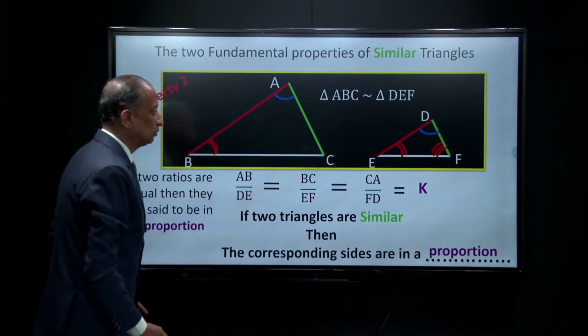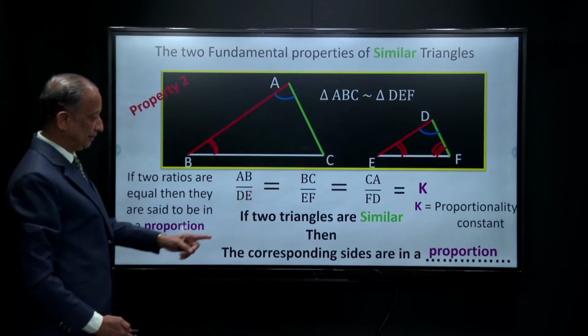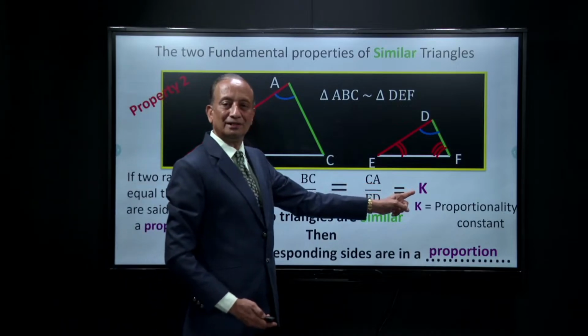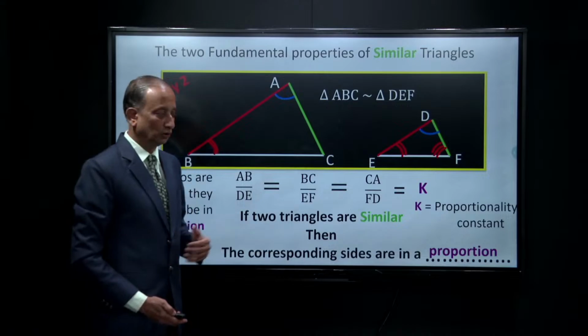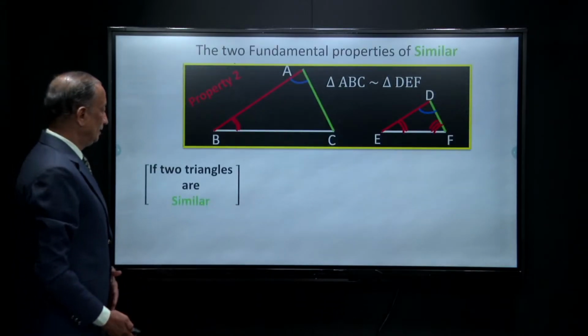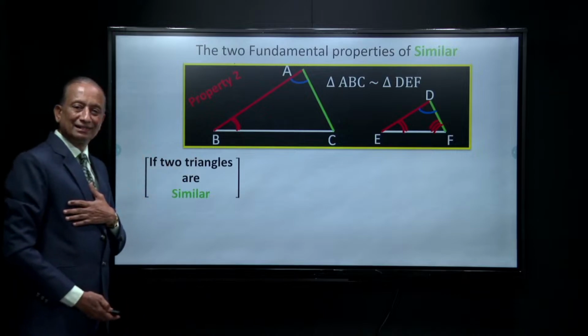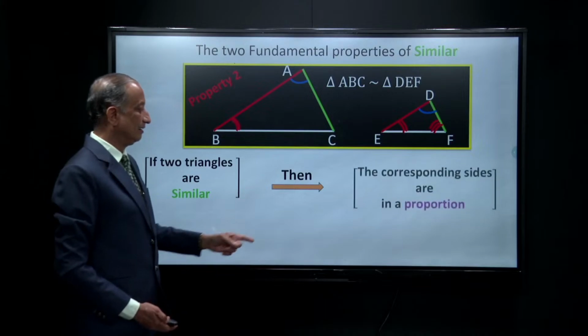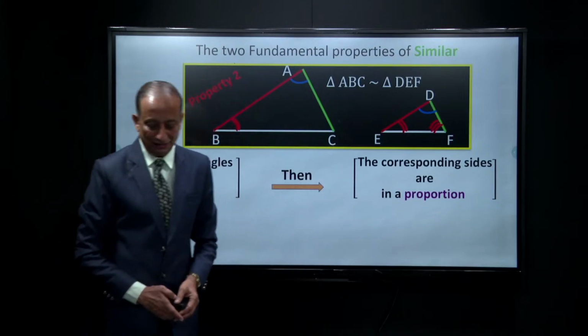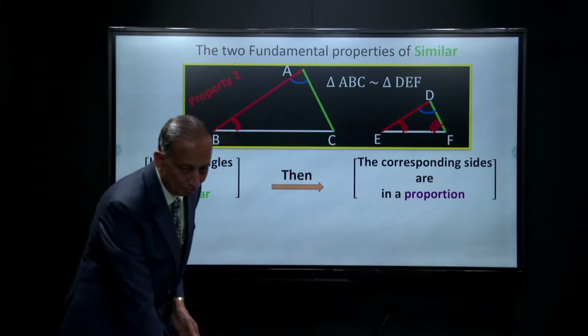This word proportion is very, very important. From here onwards, we will call K the constant of proportion or proportionality constant. If two triangles are similar, children, then what have we realized? That the corresponding sides are in a proportion.